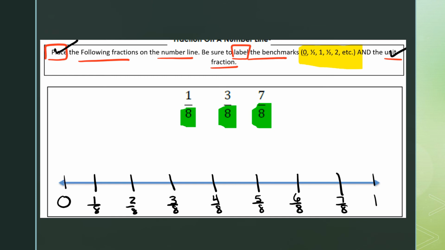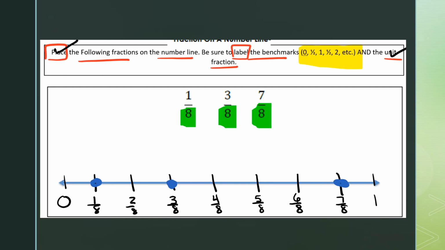So now all I need to do is plot the 3 fractions, 1/8, 3/8, and 7/8. So if I go back to my directions, I've placed the following fractions on the line. I used a unit fraction in the beginning. I did not label the benchmark, so I need to go back and do that. I have 0 and I have 1. None of these fractions were greater than 1, so I don't need to go on and do another half and on to 2 wholes. All 3 fractions are less than 1 whole.